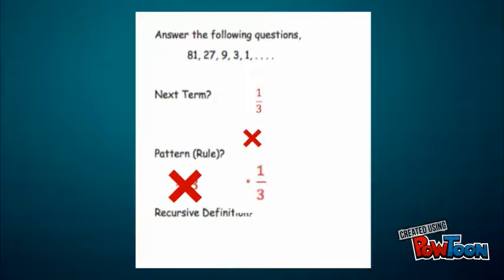So now, how do I write this recursive definition? First question, what's our starting value? Hopefully you're telling me 81. So a sub 1 equals 81. Write that down. For the next part, we know that the new term is equal to the old term times 1/3 because our rule is times 1/3. Therefore, a sub n equals a sub n minus 1 times 1/3.